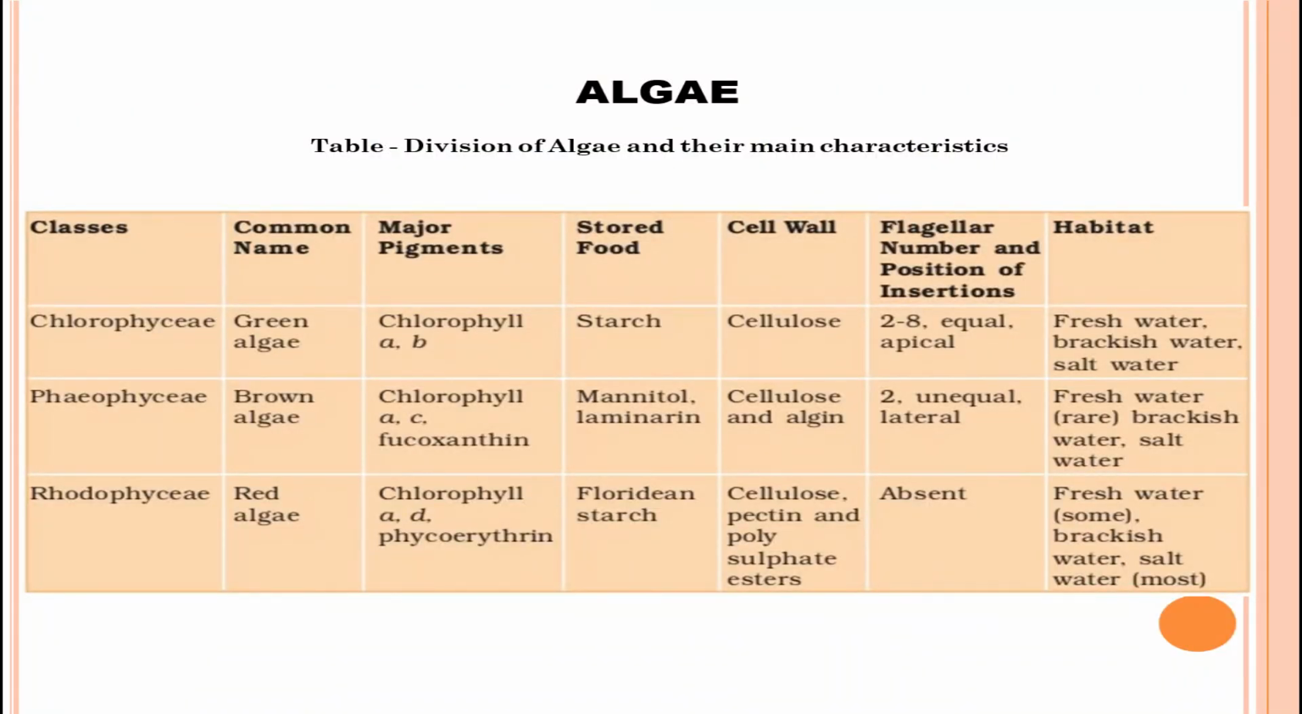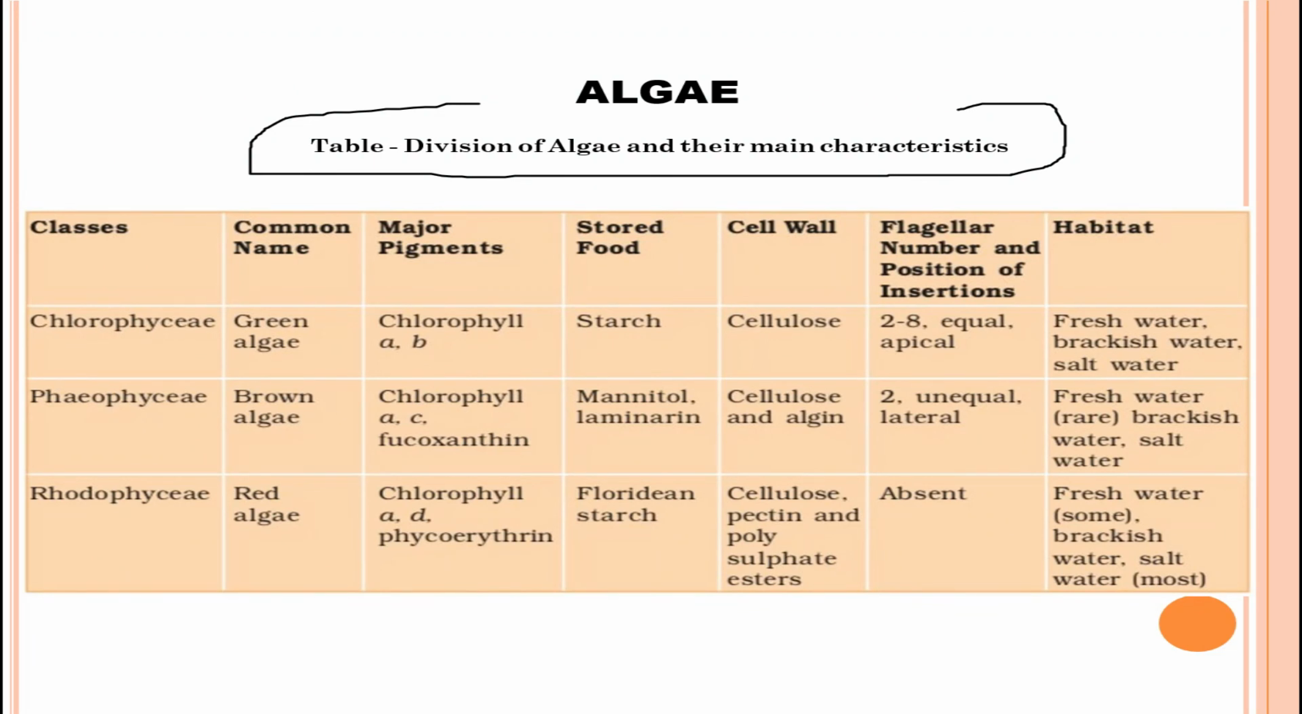So coming to the last part, which is the division of algae. I made a table for you all, so you can get it right. This is the division for the green, brown and red algae and all of the major pigments that they contain, as you can see. So it has chlorophyll A, B, it has A, C and it has A, D, and also the stored foods.